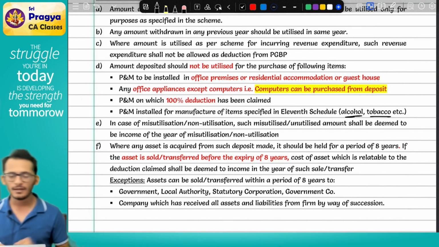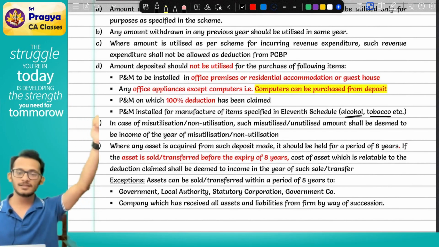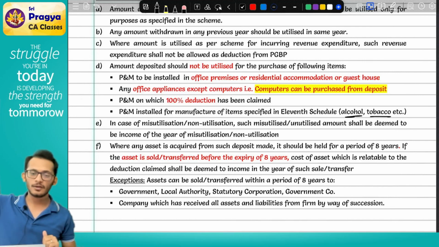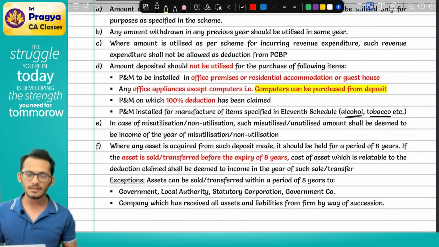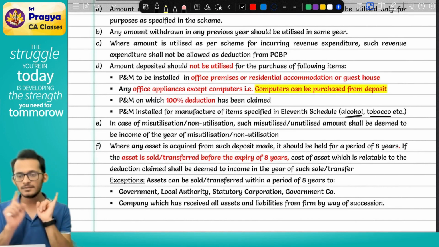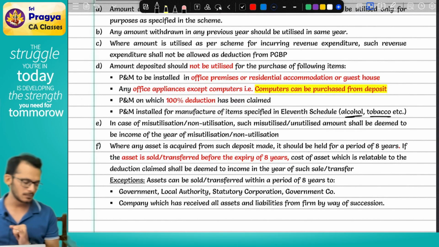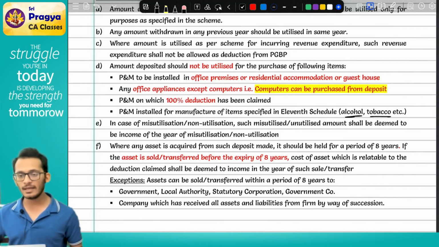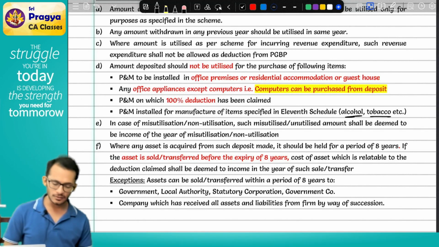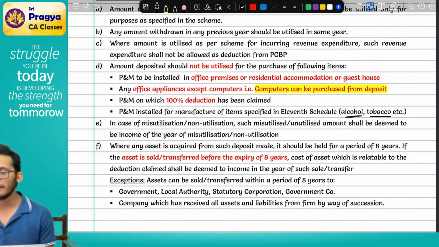Yes or no? Yes. So I am saying you put money in a fund. I will give you 40% for tea, coffee, rubber, and 20% for the site restoration fund. Money which I deposit should be used for the specific purpose, should not be used for office purpose, should not be used for 100% deduction, and should not be used for making prohibited products. In case you misutilize or non-utilize the money, the year in which you misutilize or non-utilize, that year it will become income.